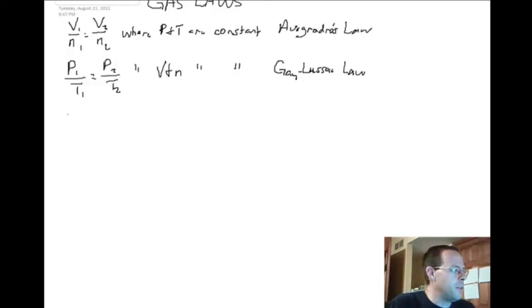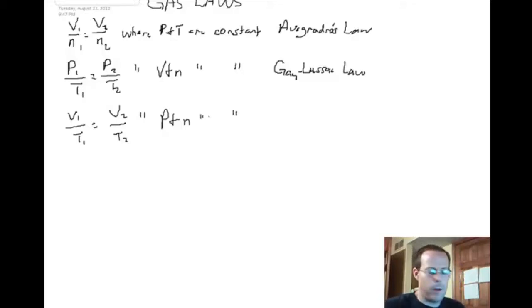The next one is going to be V over T, and again we're starting with the designation V1 over T1 equals V2 over T2. That just means at one point in time, a second point in time. If we take the same gas, where pressure and moles are constant, but we increase the temperature, those molecules are going to move faster and try to push against the walls of their container. So if we keep the pressure the same, that container is going to have to expand. If they're moving faster, the walls have to be further apart. The volume is getting bigger. And this is known as Charles' law.